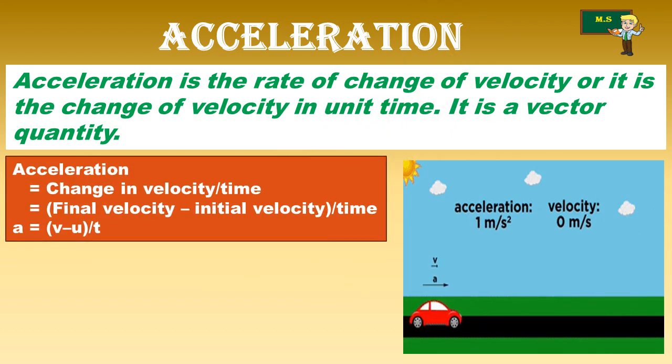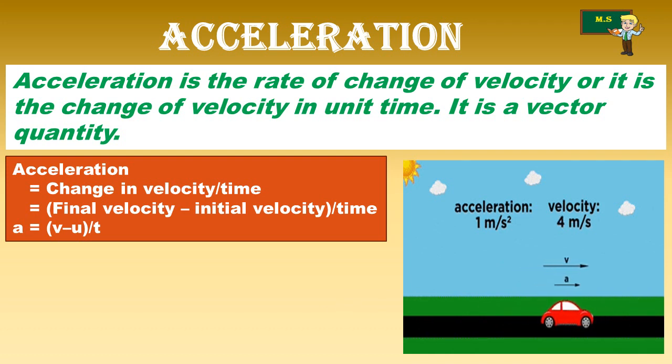Therefore, acceleration is equal to change in velocity per unit time. Here, with respect to the acceleration, there are two kinds of velocities that appear. One is the initial velocity. If a car starts from here, the car would have an initial velocity. If it stops its movement here, then it has a final velocity.